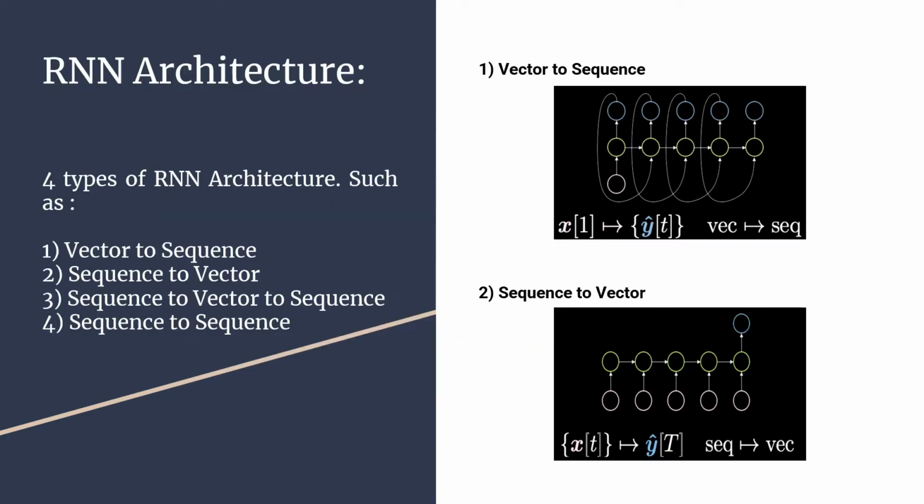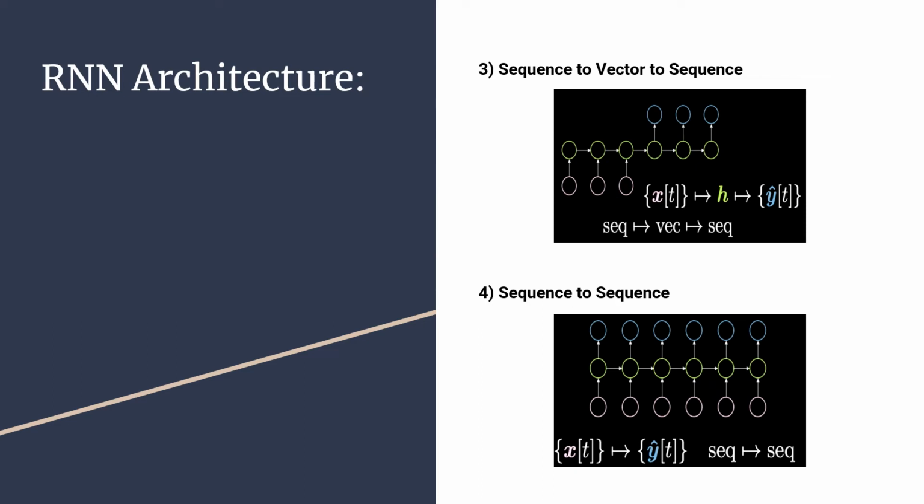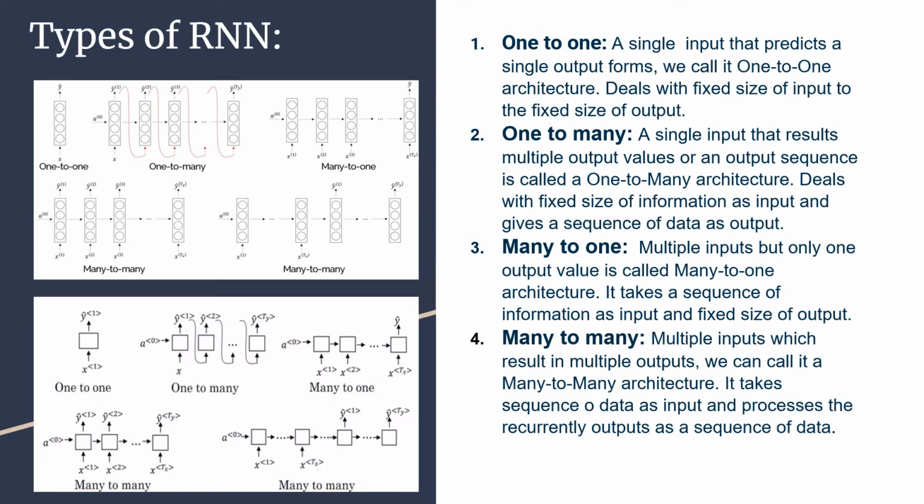We know there are four types of RNN architecture, such as vector to sequence, sequence to vector. Here is an example of vector to sequence and sequence to vector. There are two more architectures, which are sequence to vector to sequence and sequence to sequence. We'll talk about sequence to sequence as our topic is sequence to sequence.